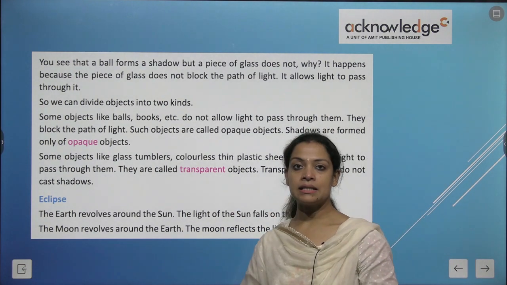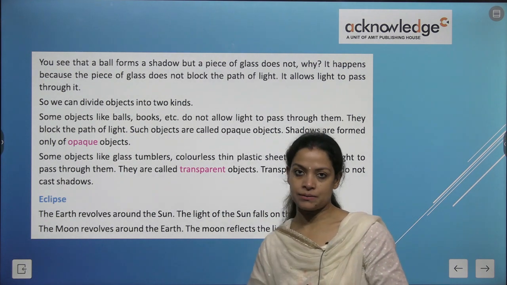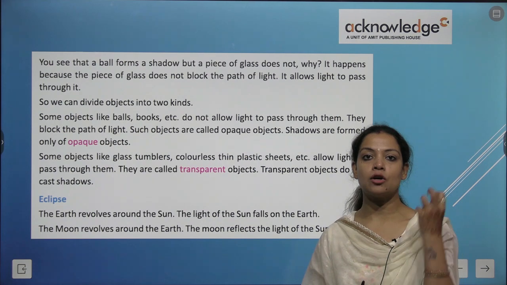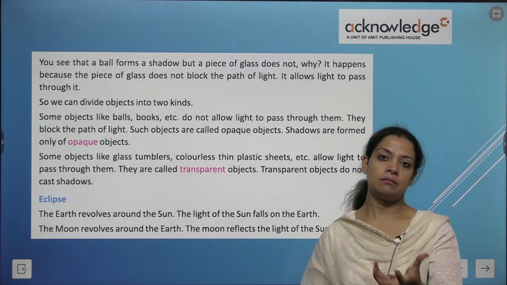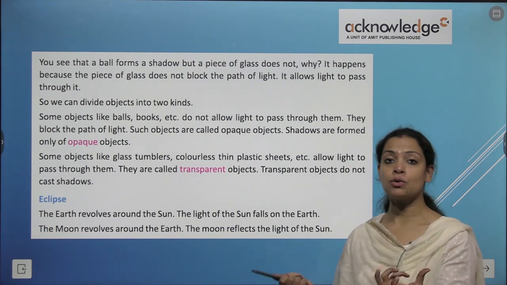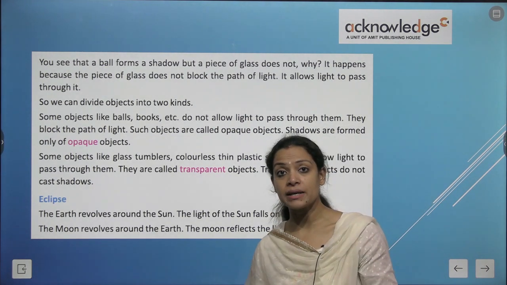Now let's study about eclipse. Eclipse क्या होता है? ग्रहण. Like we say solar eclipse, lunar eclipse. आज ग्रहण है, सूर्य ग्रहण, चंद्र ग्रहण. So what are these? Basically ये form कैसे होता है?